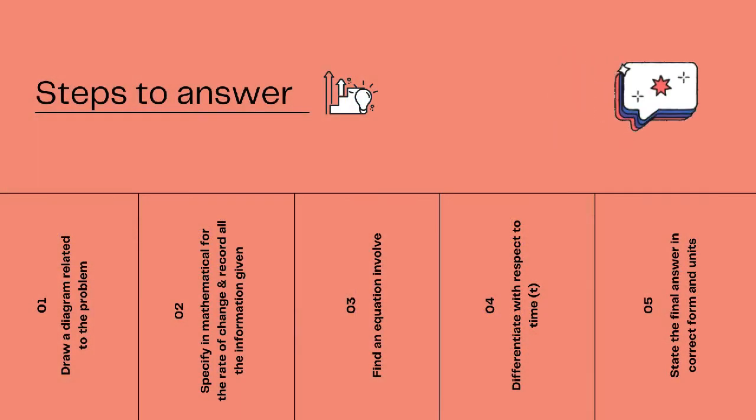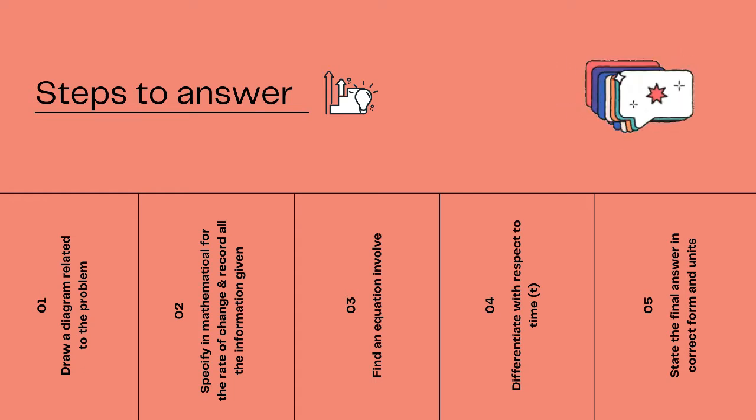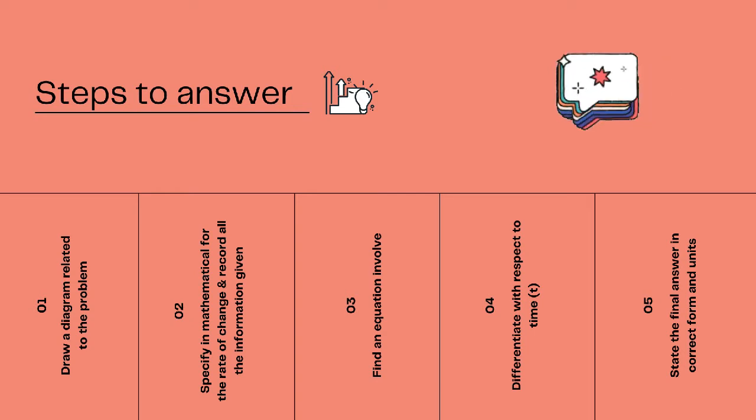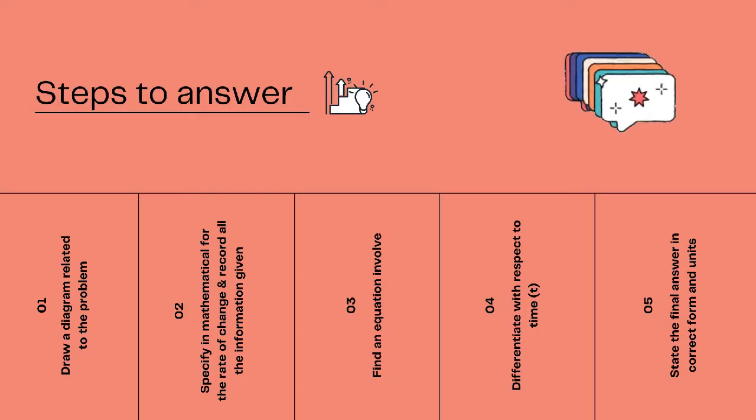Next are the steps to answer this question. Firstly, we need to draw a diagram related to the problem. Number 2, specify in mathematical form the rate of change and record all the information given. Number 3, find an equation involved. Number 4, differentiate with respect to time t. And lastly, state the final answer in correct form and unit.